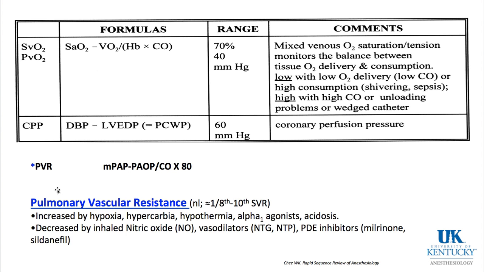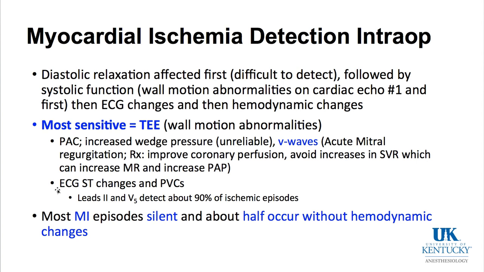PDE inhibitors or phosphodiesterase inhibitors like milrinone or the erectile dysfunction drug sildenafil or Viagra can also drop pulmonary vascular resistance. Myocardial ischemia detection intraop. What's the best ways to detect it? Well, the most sensitive is a change in wall motion abnormalities detected by transesophageal echocardiography.